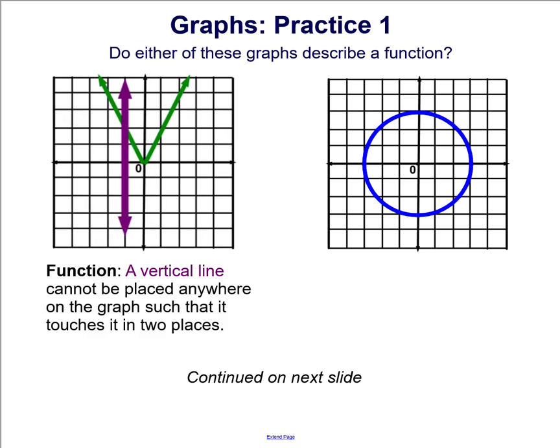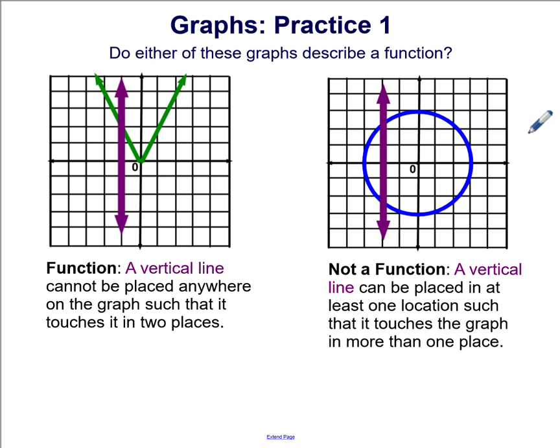And welcome back. So on the left side over here, this does describe a function. A vertical line cannot be placed anywhere on the graph such that it touches in two places. So we introduced this purple vertical line to determine whether or not this is a function. And as I move this vertical line from left to right or from right back to left, nowhere will this purple line intersect the graph in more than one spot. So therefore, this is a function.